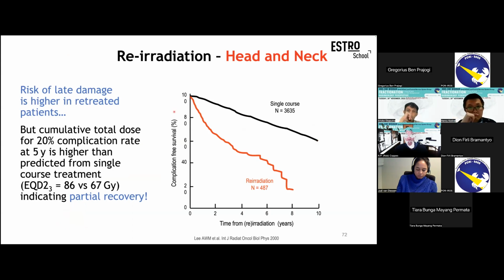But in re-irradiation, you can see that the curve is much steeper, and you have many more patients that have toxicity after re-irradiation, right? So that is occurring earlier and to a bigger extent. But a cumulative total dose of 20% complication rates at 5 years is higher than predicted from single course treatment, right? So the EQD2 here is 86 to 67, which means that there is some partial recovery.